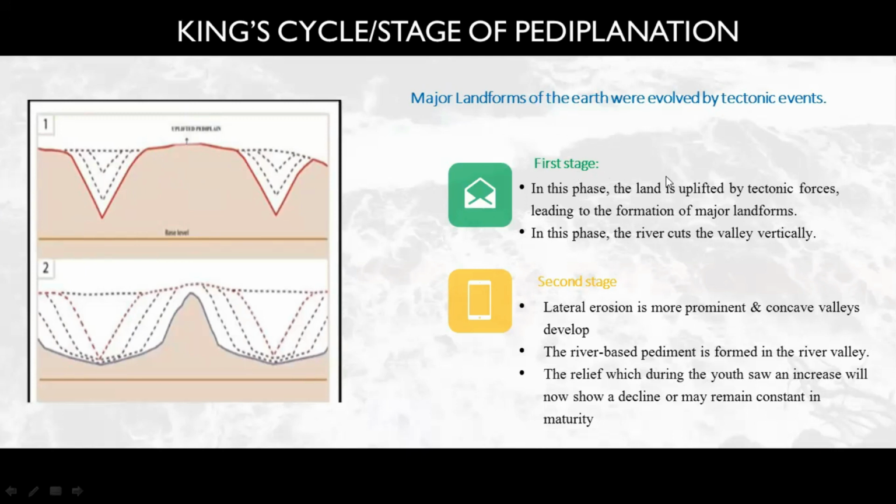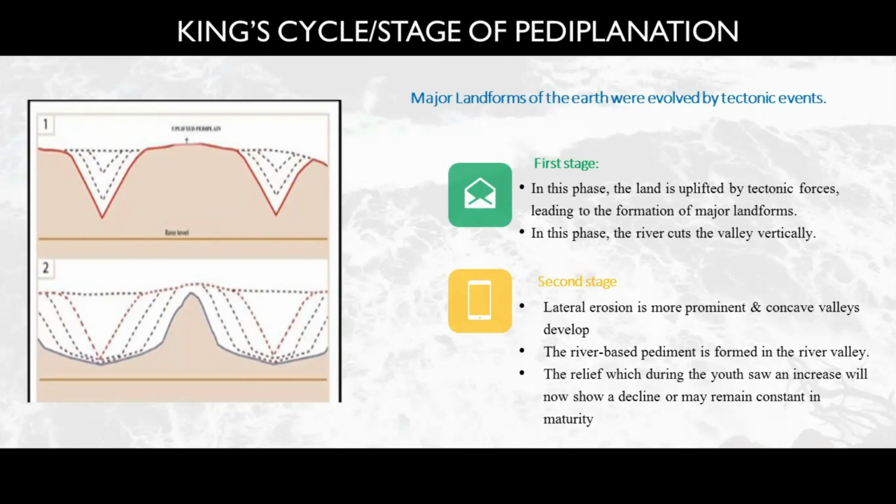Now, to start with this stage, he believed that the major landforms of the earth were evolved by tectonic events. Why tectonic events? Because the landform has to be uplifted first of all. So in the first stage, the landform is uplifted by tectonic forces, leading to the formation of major landforms. As soon as it is uplifted, the rivers immediately start down cutting, cutting the valleys vertically, like you are seeing over here.